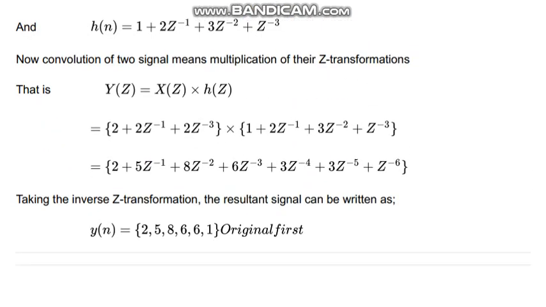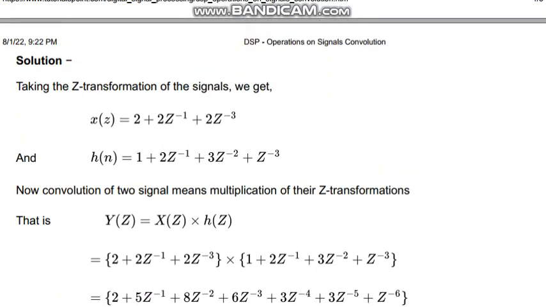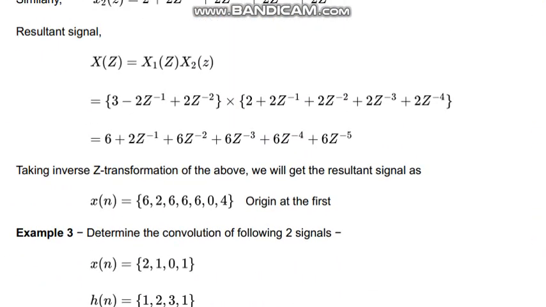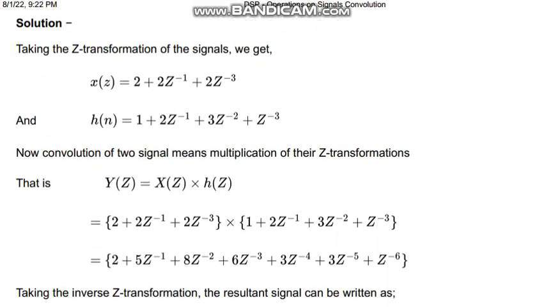Now in example 3, as you can see in the solution, there are two sequences x(n) and h(n). They are given in set form as 2, 1, 0, 1 and 1, 2, 3, 1. First of all we have to take the Z transform. We get 2 plus z to the power minus 1, plus z to the power minus 3, and then h(n) is 1 plus 2 z to the power minus 1, plus 3 z to the power minus 2, plus z to the power minus 3.